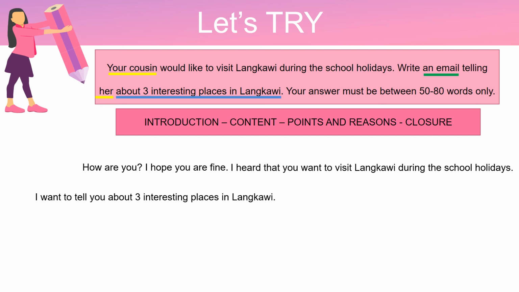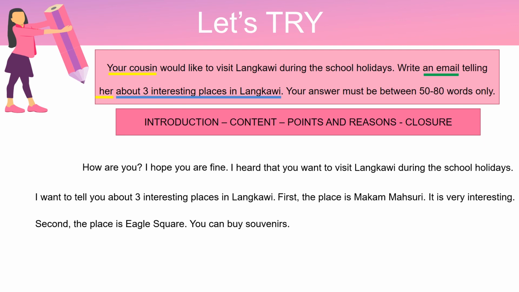Okay, so you already have your introduction, you already have your content. Now let us move on to points and reasons. So the first point is, first, the place is Makam Mahsuri. It is very interesting. So first, the place is Makam Mahsuri is the point, and it is very interesting is the reason. So every point must have a reason. Okay, second, the place is Eagle Square. That's the second point. You can buy souvenirs. So there is the second reason.